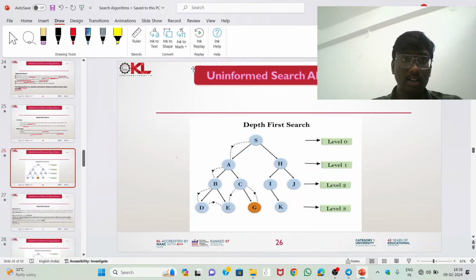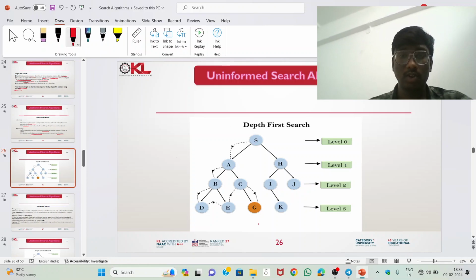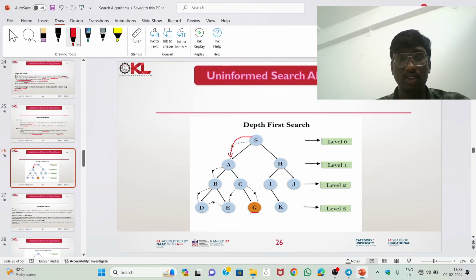Let us discuss depth first search using an example. Here the root is S and the goal is G. We start from S and go to the next level, A. We go to the greatest depth from S along the path of A, means S to A to B, B to D. Still we do not reach our goal. So we backtrack, D to B. But B is already visited, so there is no use going from D to B.